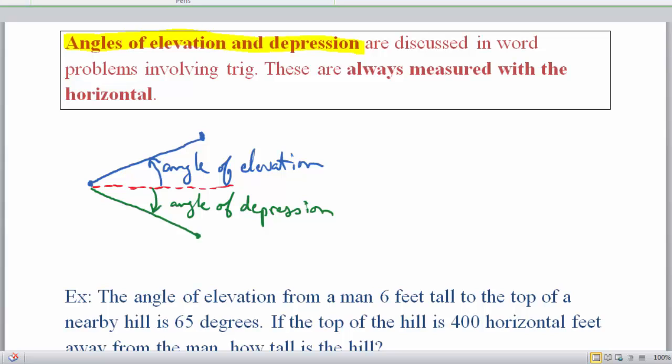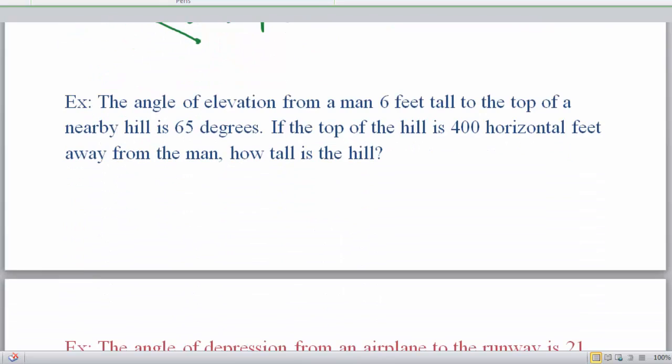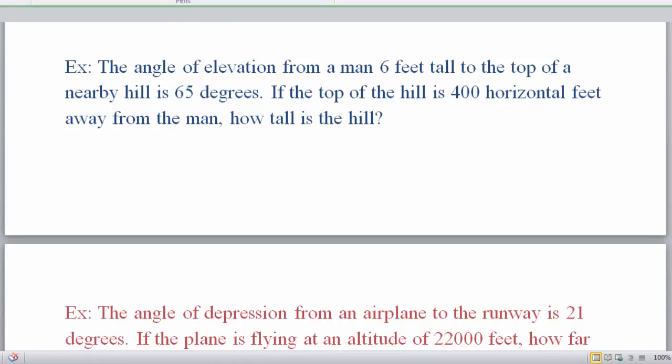If you remember that, you're probably in pretty good shape, because the mistake that people make a lot of times is they measure them against the vertical axis instead of the horizontal axis, and then it throws off the whole problem and you can't get the right answer that way. So they're always measured with the horizontal is the key. Okay, so first things first.